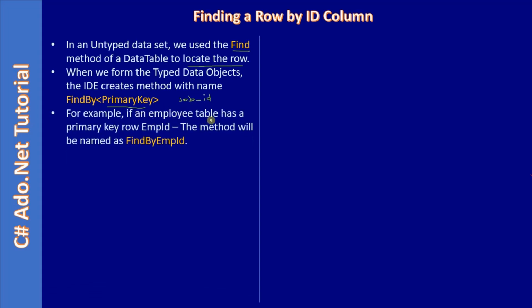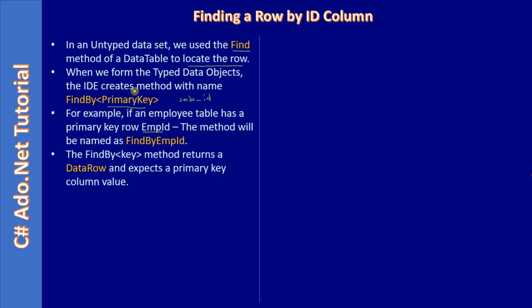For example, if an employee table has a primary key column emp ID, the method will be named FindBy emp ID, right? The FindBy key method returns a data row because it is locating a row. And it returns a single row since the key is a primary key, and that will definitely be only one row. The FindBy key method returns a data row and expects a primary key column value as a parameter.